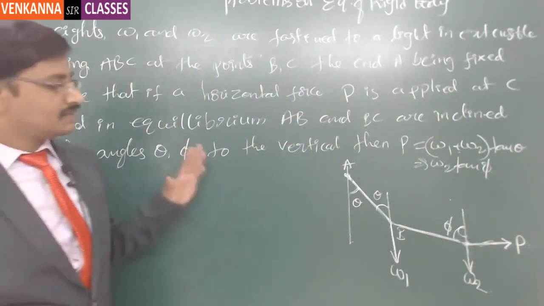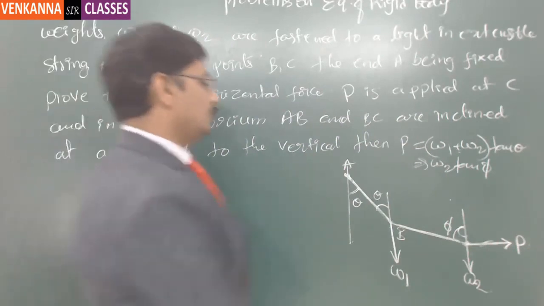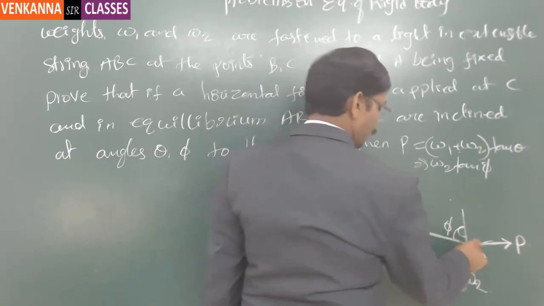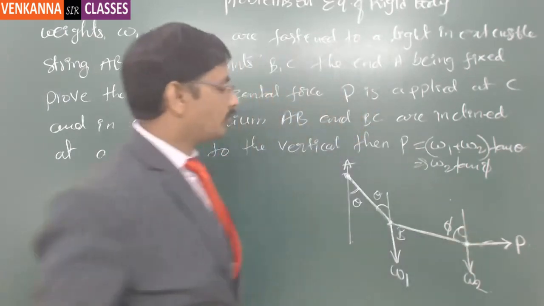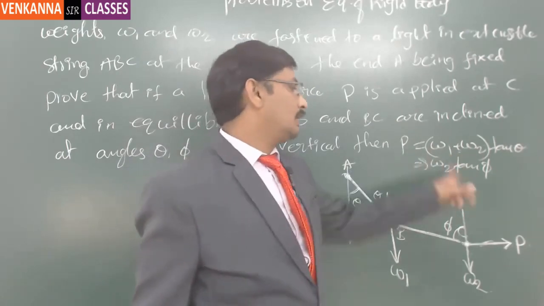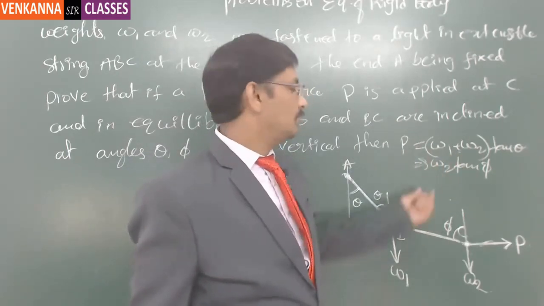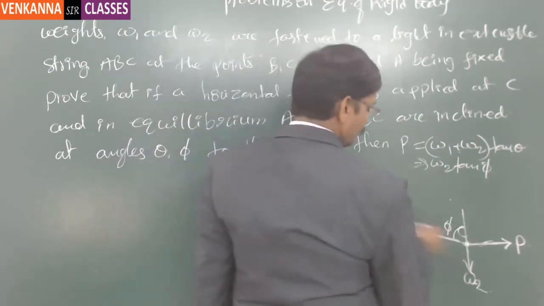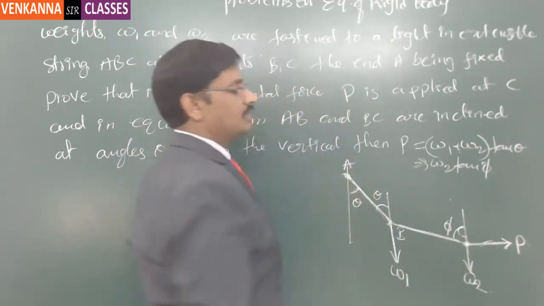Based on this understanding, we have three different points. This is one point, this is another point, and this is one point. Now he is talking about the weights and the angles, because P is equal to (W1 plus W2) tan theta, and the same should be equal to W2 times tan phi. So he is talking about these two particular points. You don't need to worry about this particular point.